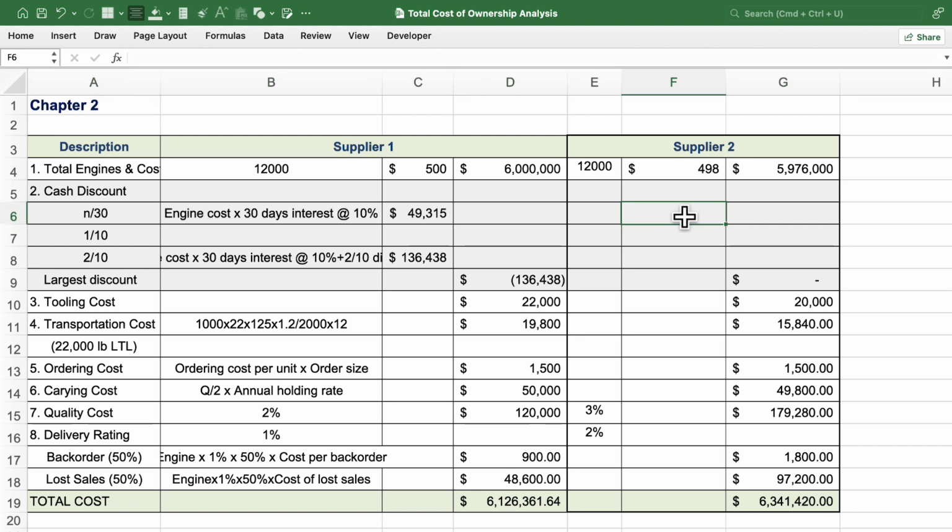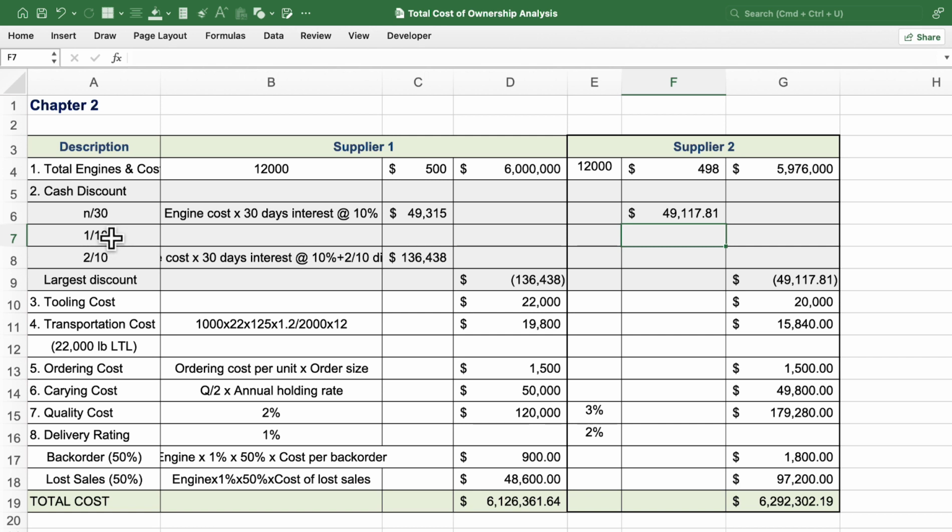So we will go first with N30, which means if the buyer makes a payment on the 30th day, how much will be the savings. So that is this amount, that's the cost of engines multiplied by 10% working capital, which is 0.1, and multiplied by 30 over 365, because we know this cost of working capital is on an annual basis, so we need to convert it into a daily basis, and we need to convert it for 30 days, and that will become 49,117.